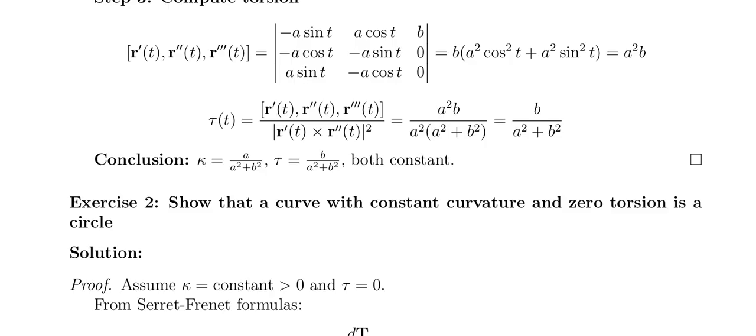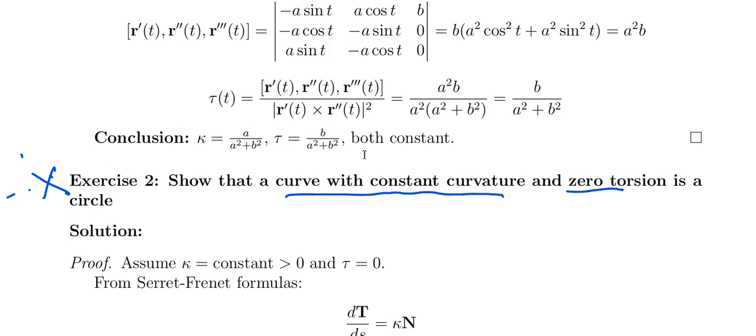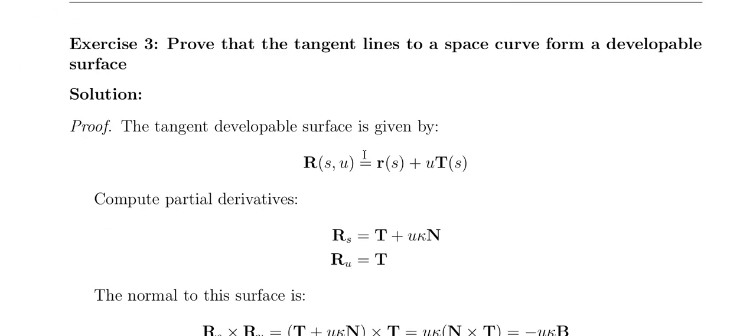Okay, the same way the curve with a constant curvature and zero torsion is a circle. That is very important one. Okay, that is curve with a constant curvature and zero torsion is called the circle அப்படி சொல்லுவாங்க. The tangent lines to a space curve form a developable surface அப்படின்னு சொல்லுவாங்க. Developable surface, that is also very important.